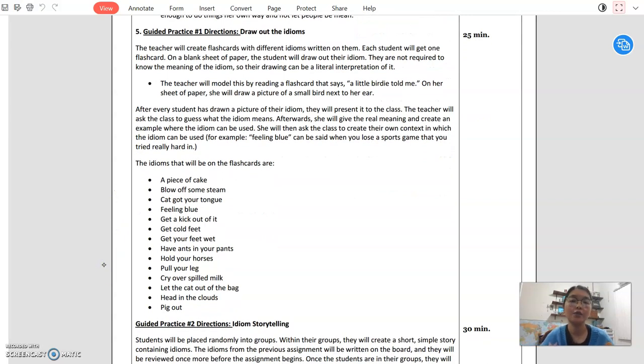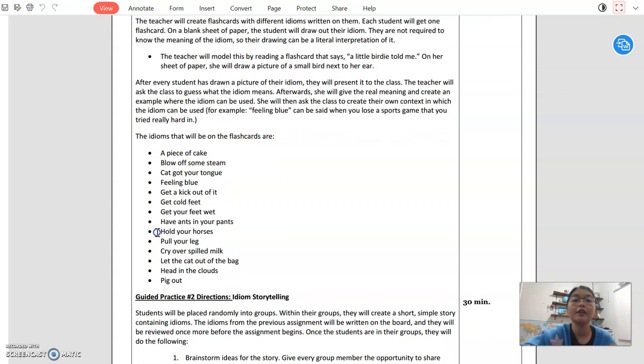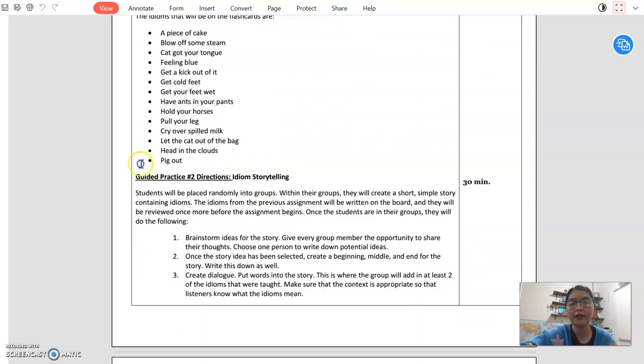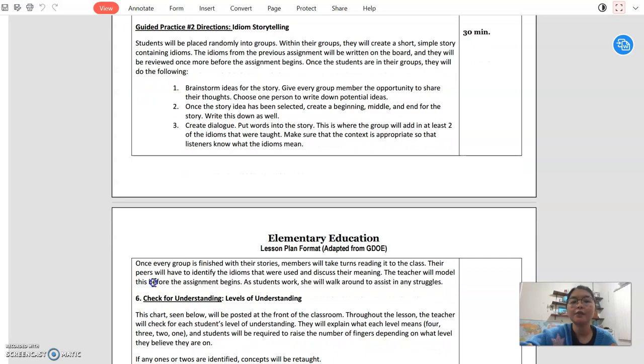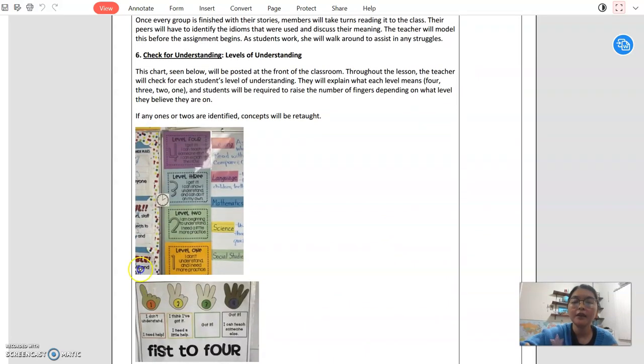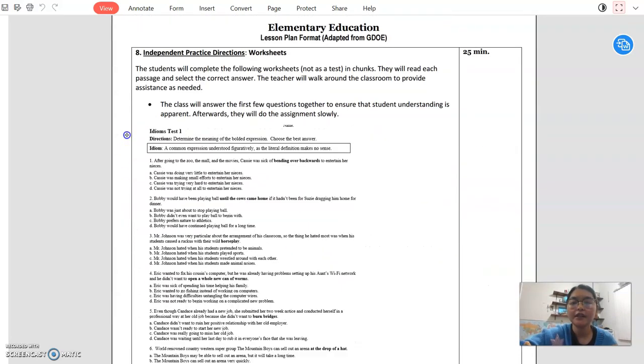For this, they don't need to know what the idioms are, so they're able to draw out the literal interpretation of the idioms, and then after that, they present it to the class. The class tries to figure out what the idiom means, and then they create their own context for the idioms. Okay, then we have idiom storytelling, where students create short, simple stories containing idioms in them. Again, the levels of understanding.